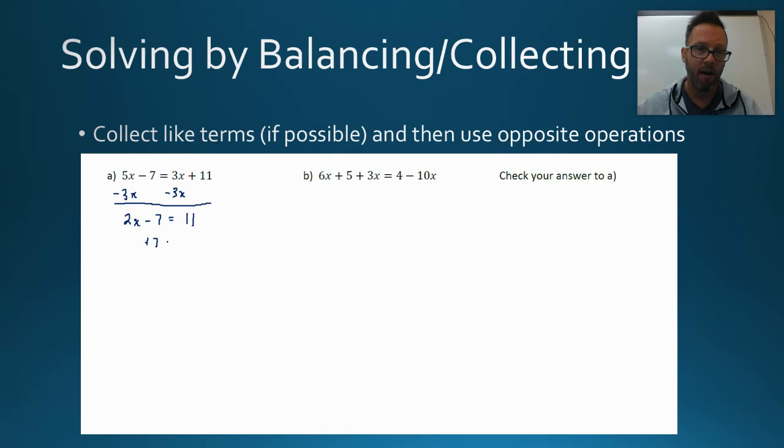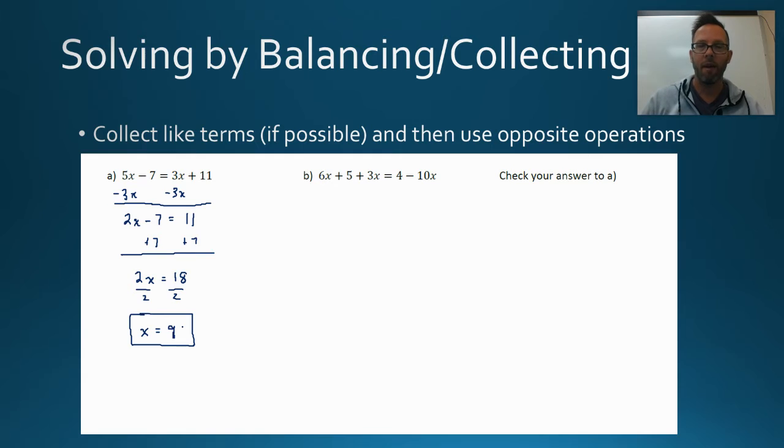Add 7 to each side. Put a little line. 2x equals 18. And if you weren't sure, you could divide by 2 and get x equals 9. But I think many of you guys should hopefully realize that 2 times 9 gives you 18. So yeah, x equals 9. Let's check our answer. I think this might be the last one we check in today's video lesson.